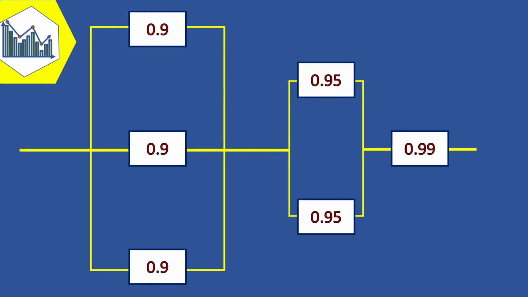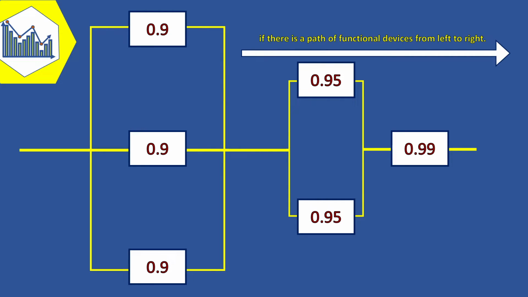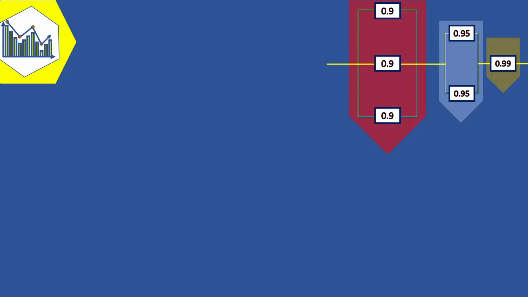The following circuit operates only if there is a path of functional devices from left to right. The probability that each device functions is shown on the graph. Assume that devices fail independently. We are interested in the probability that the circuit operates. The solution can be obtained from a partition of the graph into 3 columns.